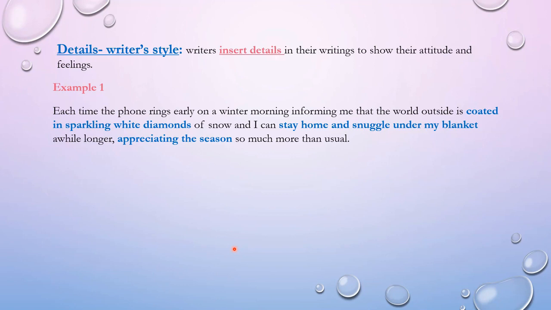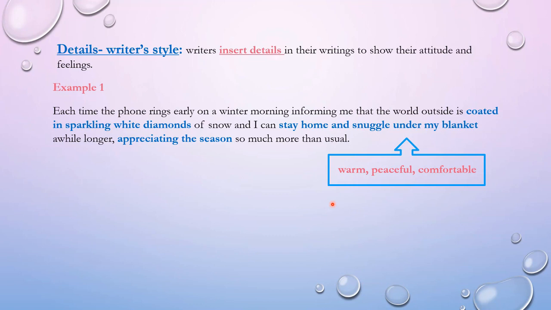Here, if you notice the words in blue, they describe the situation. They describe how things go inside the house and the weather outside, which is snowy and cold, while inside it's cozy and warm. Whenever the writer sees the snow outside, he compares it to sparkling white diamonds, and inside the house it's warm. He covers himself with a blanket and stays a little bit more in the house. So the description shows the writer's tone, which is warm, peaceful, and comfortable.